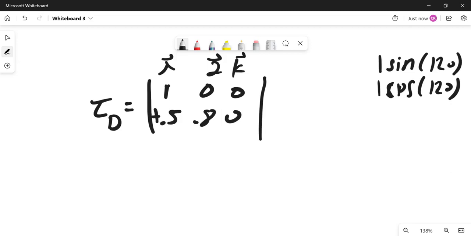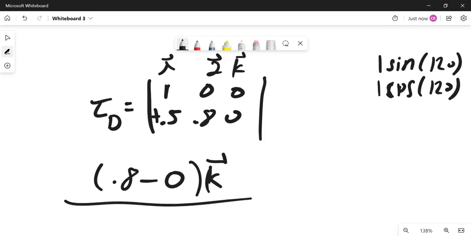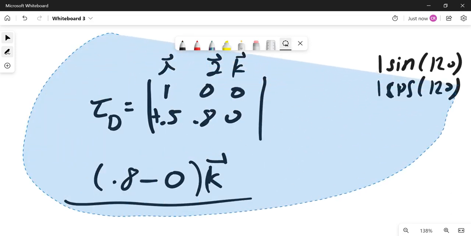So for our I vector we get 0, 0, 0, so that's not anything. For the j vector, 1 times 0, 0 times 0. So our k vector is 0.8 minus 0. That's it. So that's how you solve torque the physics 1 way and the calculus way.